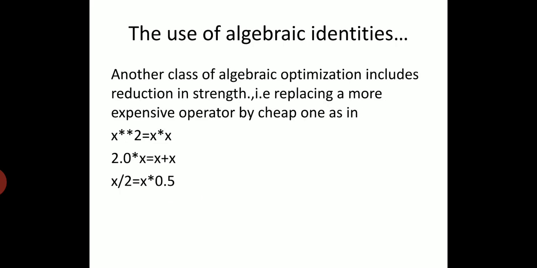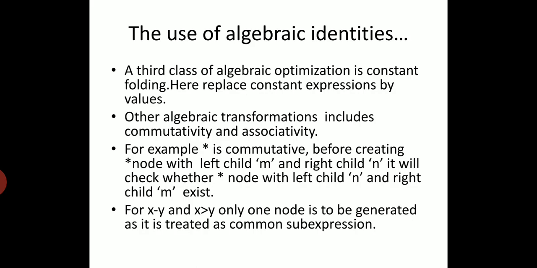Another one is strength reduction. The algebraic optimization includes strength reduction. You know that x exponent 2 is same as x star x. So that means we can reduce it with a cheaper operation. Then another class of algebraic optimization is constant folding. We have already discussed the constant folding. That thing applies here also.